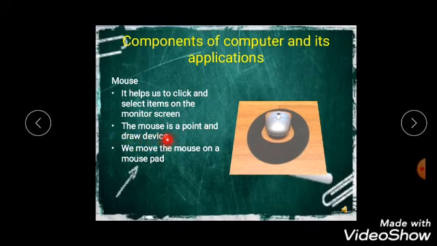Are you able to see the red color dot on our screen? It is a pointing device. The mouse is a pointing device. We are able to point at one thing using the mouse. We move the mouse on the mouse pad. Under the mouse we have placed the mouse pad. It is easy to move the mouse.